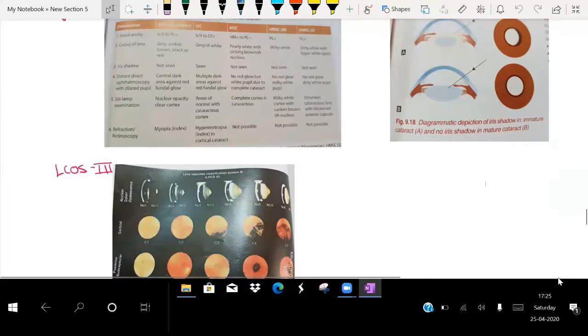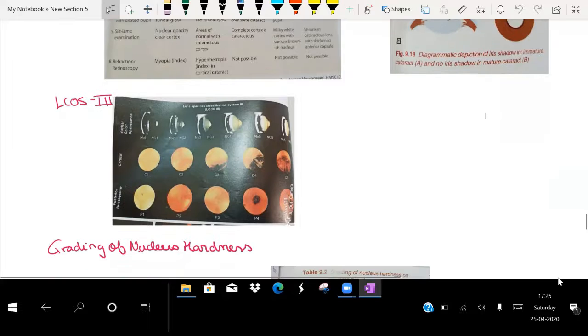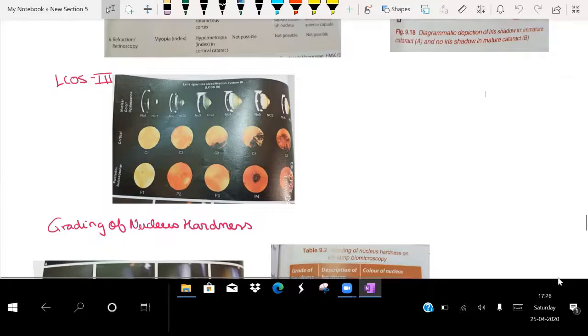We have something called the Lens Opacities Classification System III, also called LOCS III. There are some reference images according to which we can grade a particular cataract. So we have nuclear color and appearance, according to which we can grade the nuclear cataract. We have grading for cortical cataract, and we also have grading for posterior subcapsular cataract.